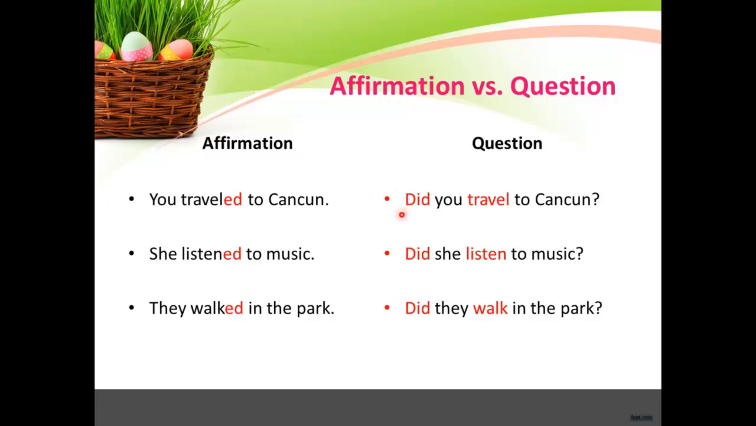Now the rule is, when I use did, the verb needs to be conjugated in present. You traveled to Cancun. Did you travel to Cancun? She listened to music. Did she listen to music? They walked in the park. Did they walk in the park?